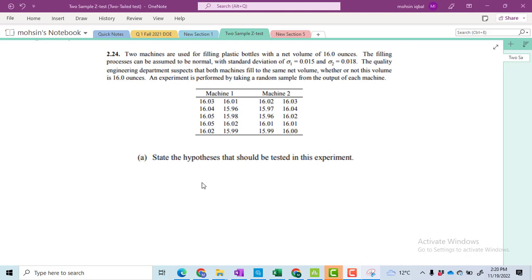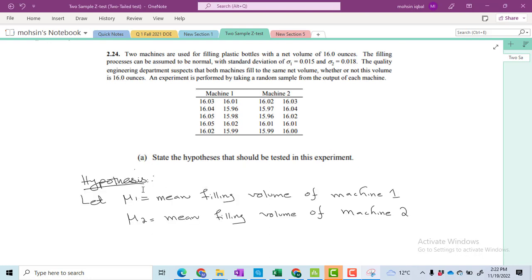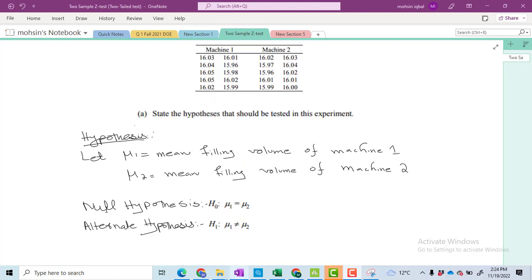Let's start with the hypothesis formulation. Before the hypothesis formulation, please write what mu1 and mu2 are. Here, mu is used for the mean. So mu1 is the mean filling volume of machine 1 and mu2 is the mean filling volume of machine 2. So we have the null hypothesis and the alternate hypothesis. The null hypothesis is represented by H0 and the alternate by H1.